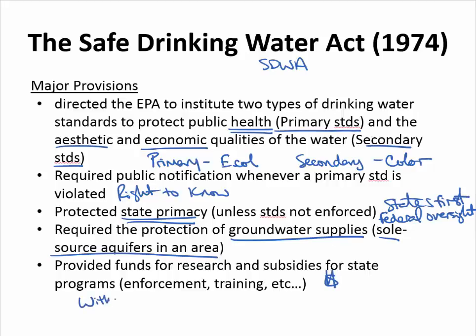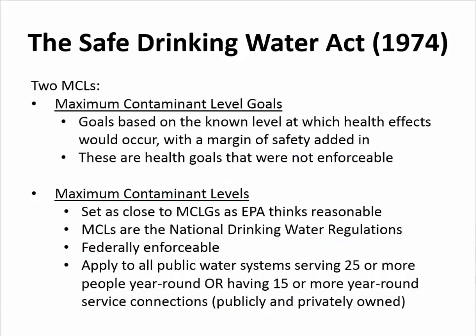Without this provision, without funds, this would have been considered an unfunded mandate, and there's typically a lot of criticism for that. Now, there are two maximum contaminant levels that are defined under the Act. The first is a goal, and goals only have to consider health risk. These are not enforceable. The second is the actual enforceable standard, and these must balance cost with health risk.